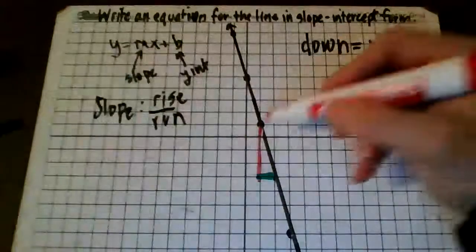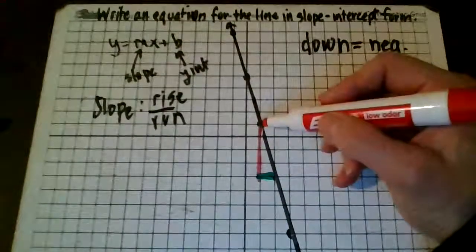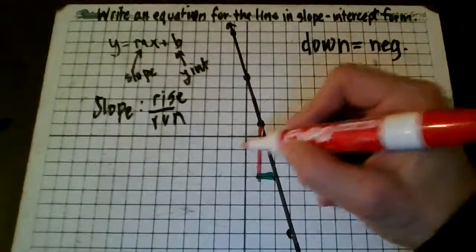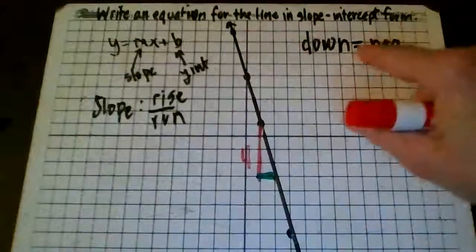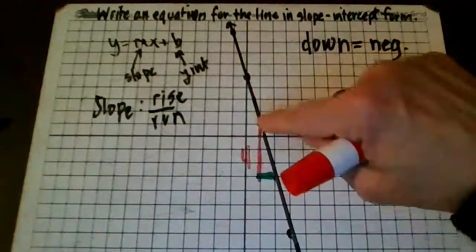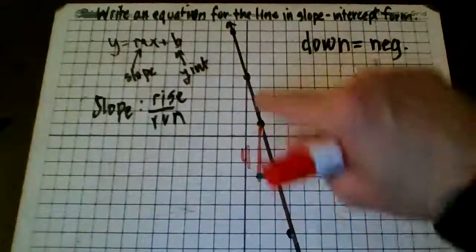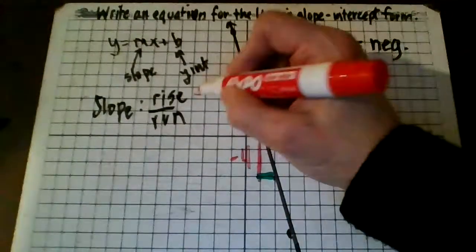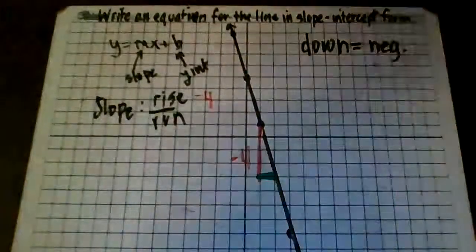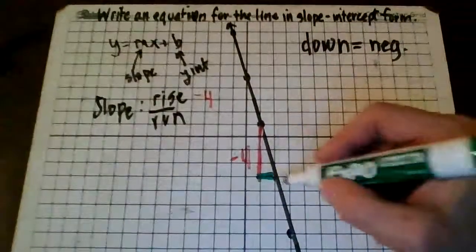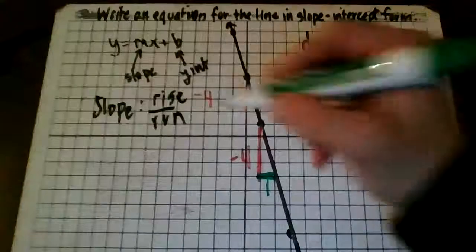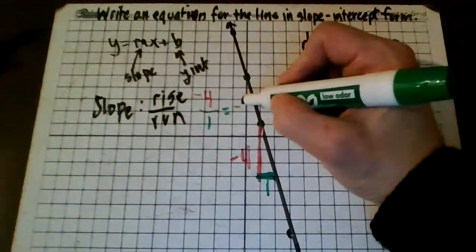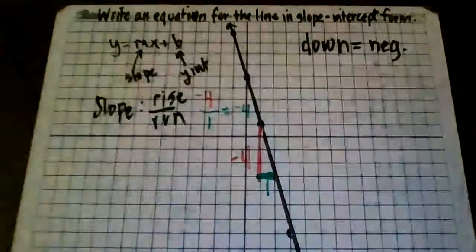So, rising, how much is it standing up? So vertical. So it's 1, 2, 3, 4. So my rise is 4, but remember, technically, I'm really going down. I'm not really starting from here and going up. So my 4 is really negative. My run is how far you're going over. And I went over 1 box. So my slope is negative 4 over 1, which simplifies to negative 4.